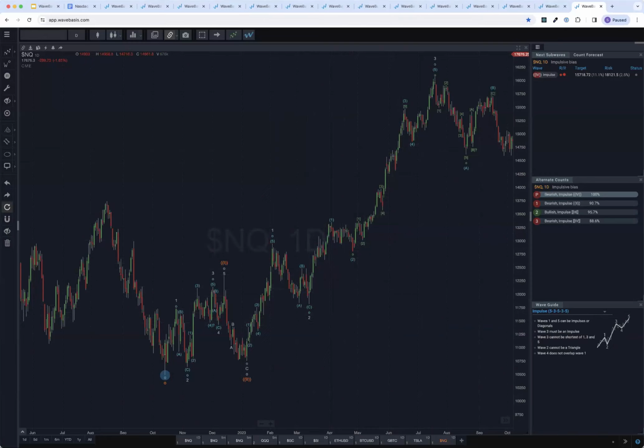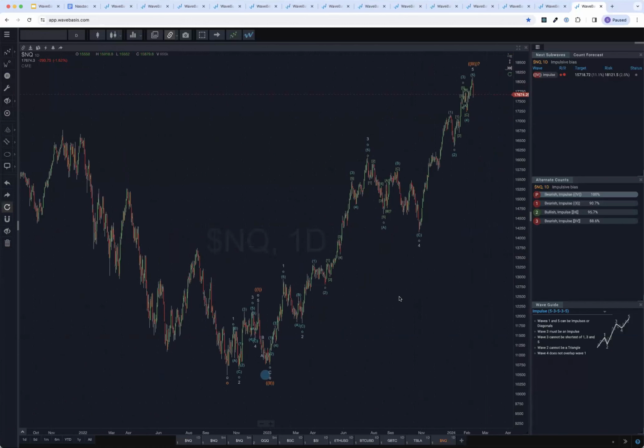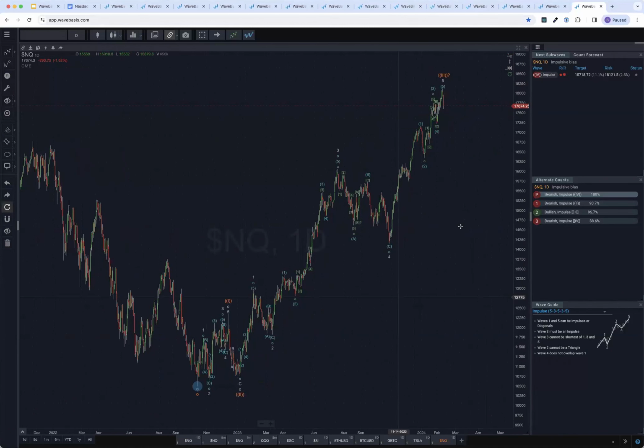Here's a question. Okay, great question. How do you utilize the alternate wave counts in the tool to make a decision? What if there are multiple alternate wave counts? Does that mean a weaker setup? Not necessarily. So we can look at that here. What do the alternate wave counts tell us right now?